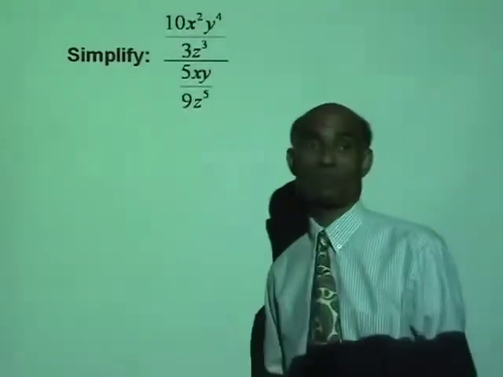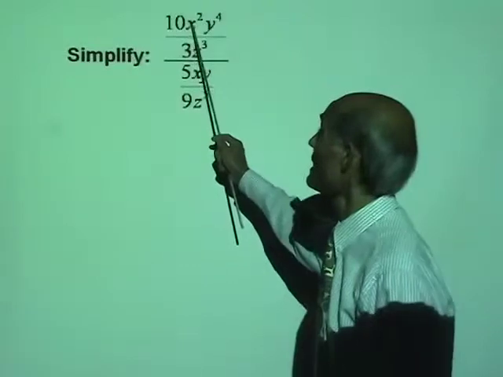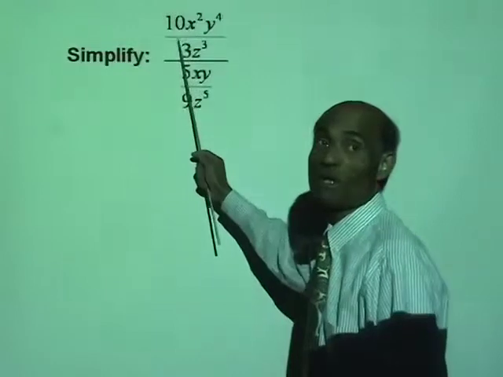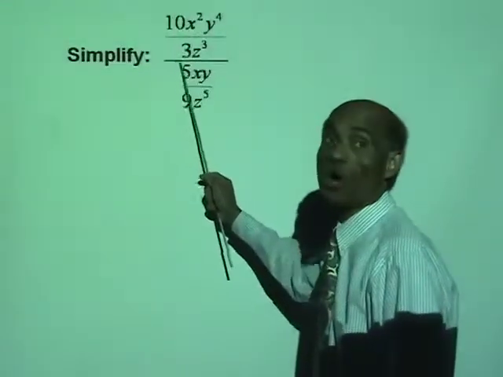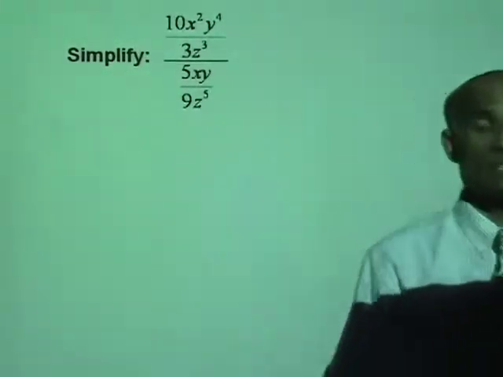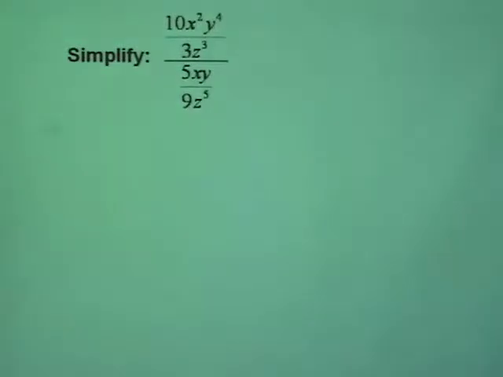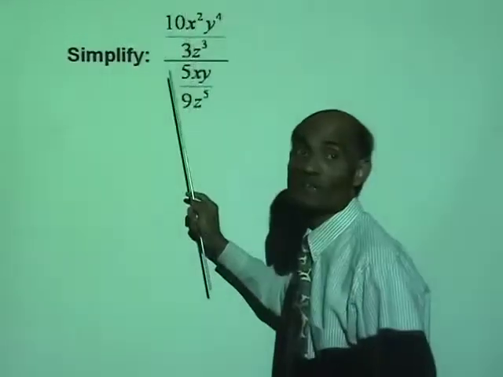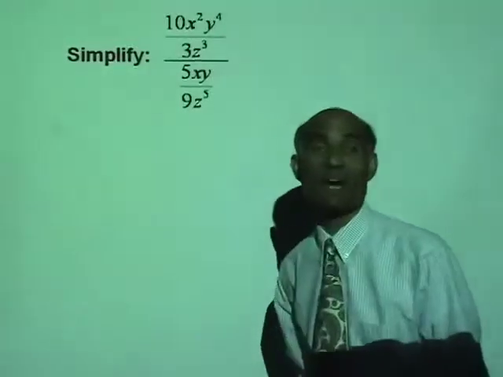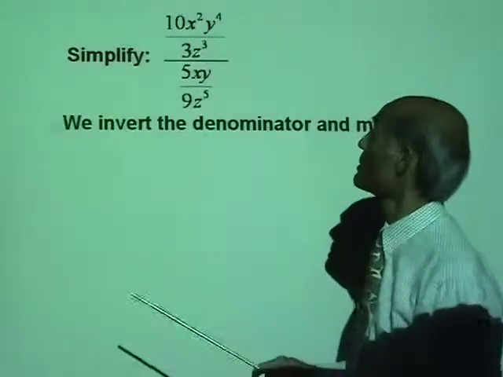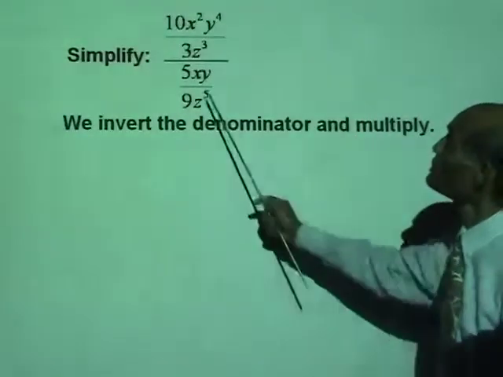Alright, let's look at this example. Simplify 10x squared y to the 4 divided by 3z cubed, and that is the numerator, all over 5xy divided by 9z to the power of 5. Now, the numerator is a simple fraction. The denominator also is a simple fraction. That means we invert the denominator and multiply. Alright, so what does that become?